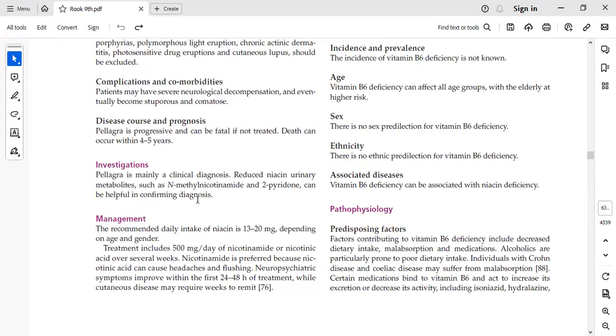Now, how do we manage a patient with pellagra? The recommended daily intake is 13 to 20 milligrams. In case of deficiency, we administer 500 milligrams per day of nicotinamide or nicotinic acid over several weeks. The neuropsychiatric symptoms are the first to resolve. They resolve within 1 to 2 days of the treatment, while the cutaneous symptoms may take some time to remit.